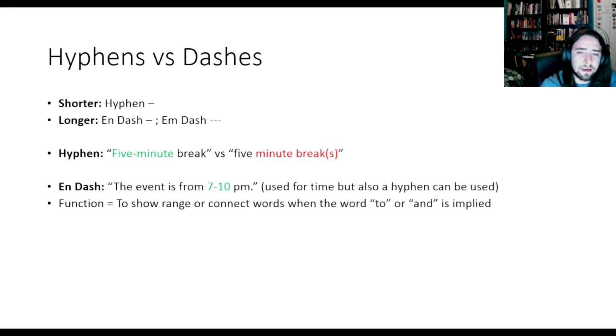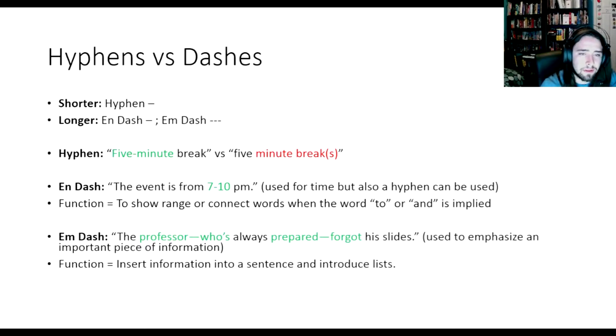And like I was saying there, 7 to 10 usually is a good indicator that you would use an N dash, or the event is from 7 to 10 p.m. There you go. Another good way to know if you're supposed to use it or not is what you naturally might refer to with the word instead of a hyphen or a dash.